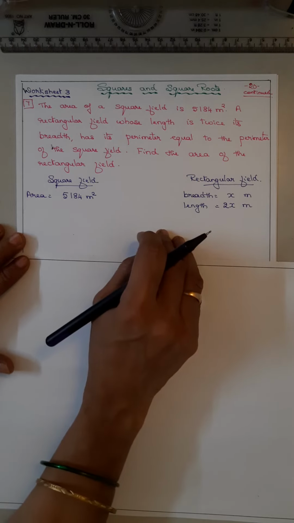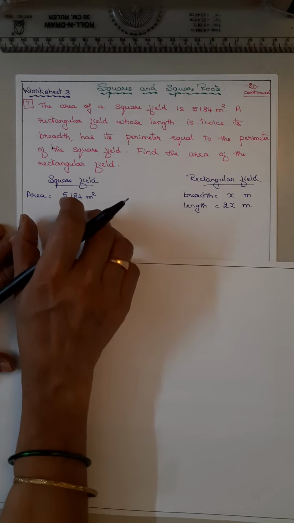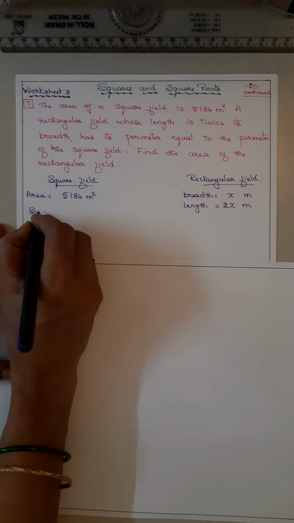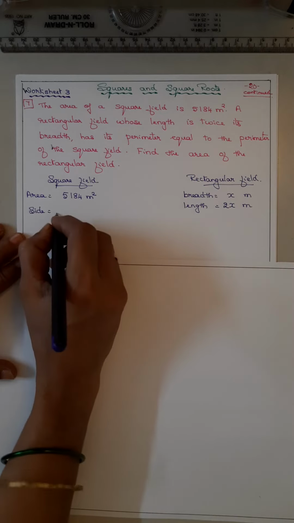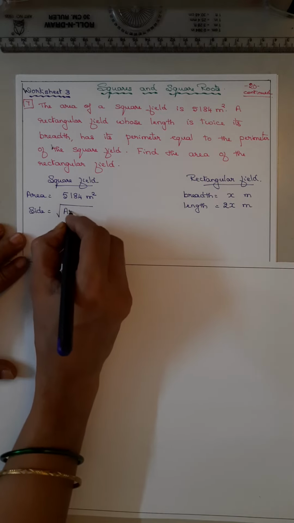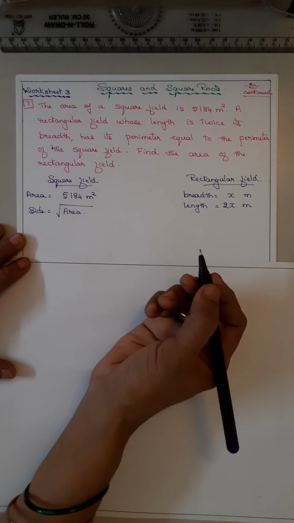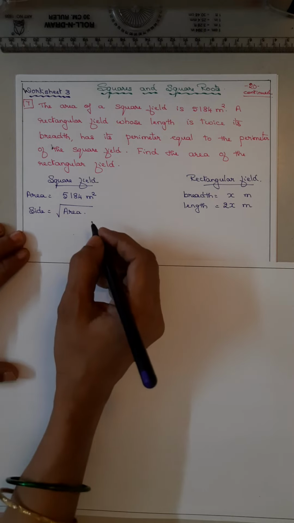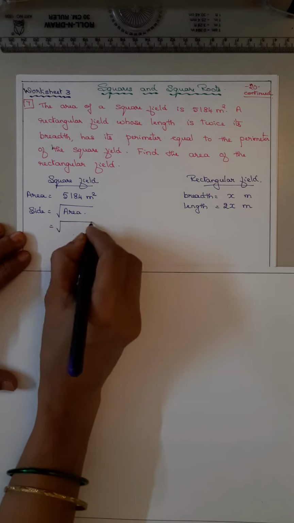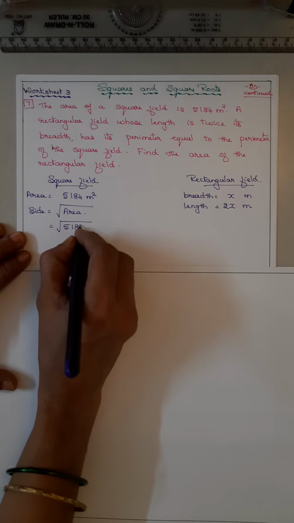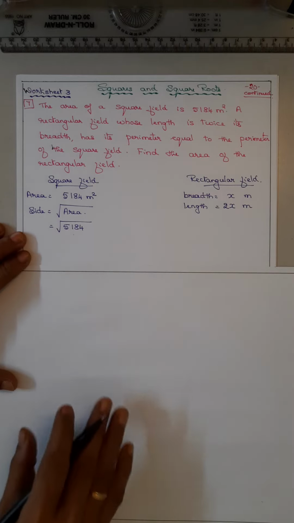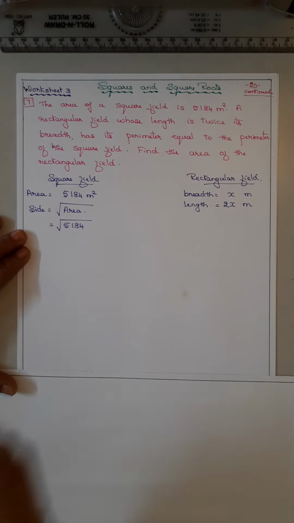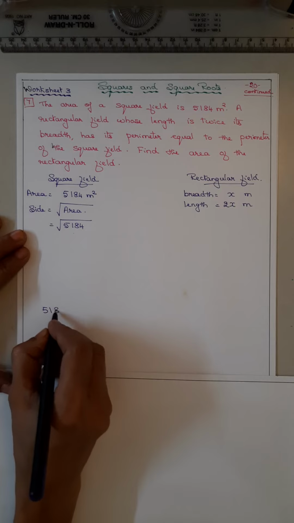Side, isn't it? So first find out the side of the square field. What is the formula? Area is equal to side into side. That means side is equal to square root of area. So the square root of area is the square root of 5184. Now, find out the square root of 5184. We'll do it here.